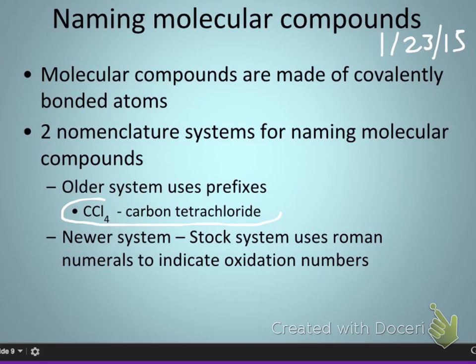Okay, the older system, the prefix system. This compound, CCl4, is carbon tetrachloride. And you just are memorizing prefixes up through 10 and applying them, and the name tells you exactly how many atoms of everything there is. It's pretty easy.